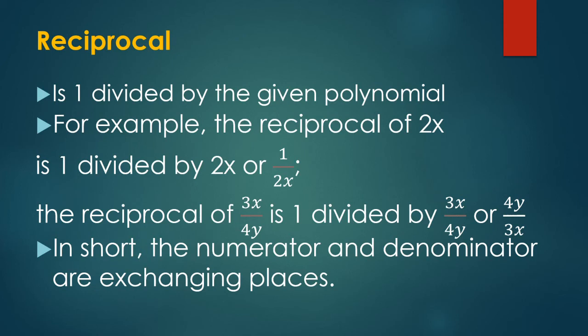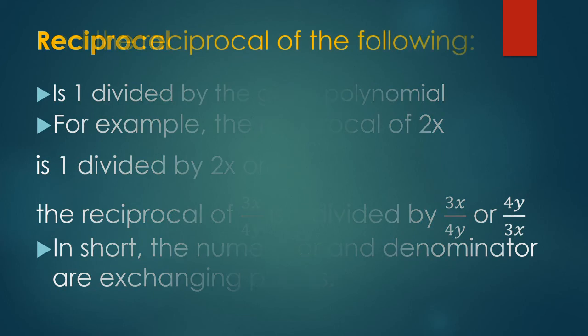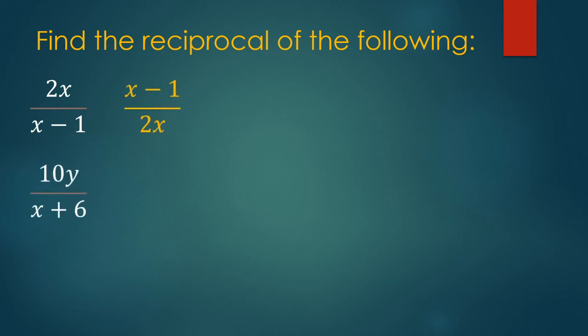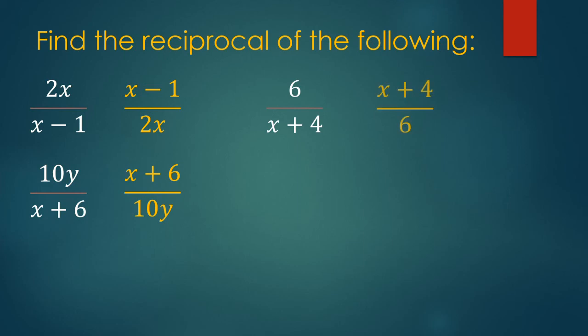Let's have more examples of finding reciprocal. 2x over x minus 1. The reciprocal is x minus 1 over 2x. Then 10y over x plus 6. The reciprocal is x plus 6 over 10y. 6 over x plus 4, that's the reciprocal. And x minus 3 over 2, here's the reciprocal. So, kitang-kita, di ba? Pinagpapalit lang si numerator and denominator.